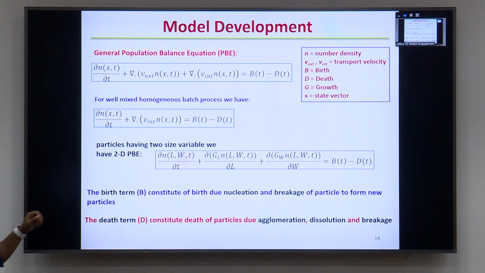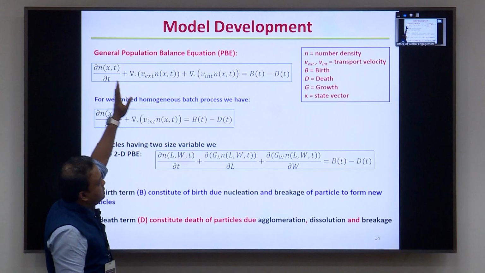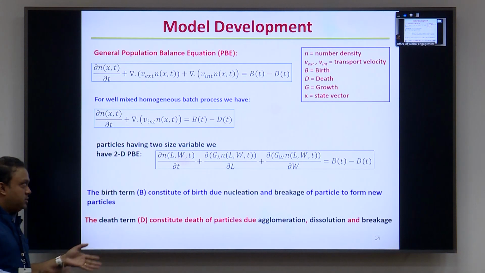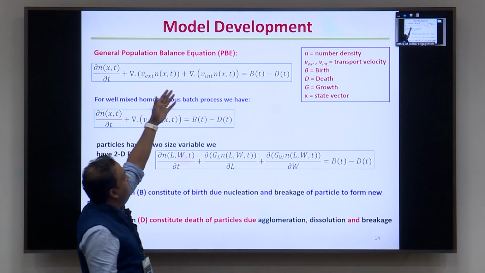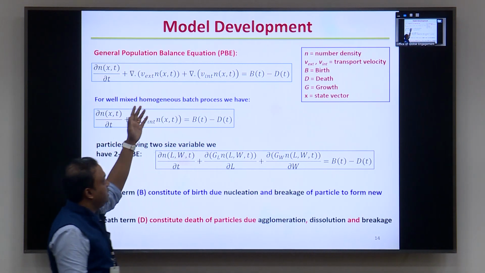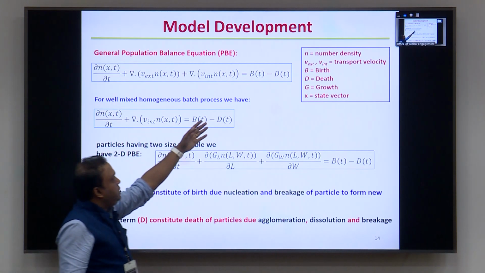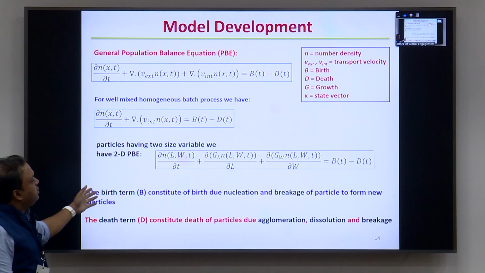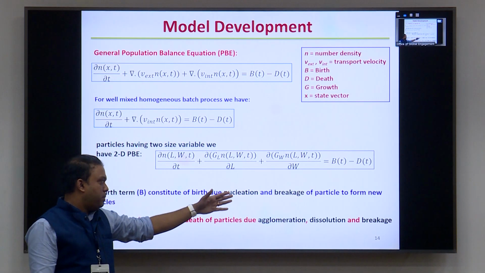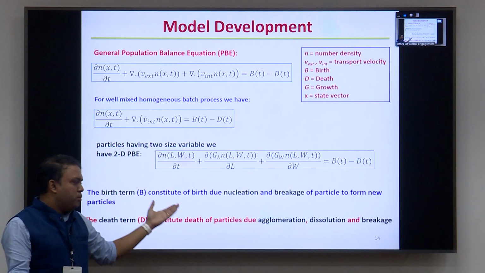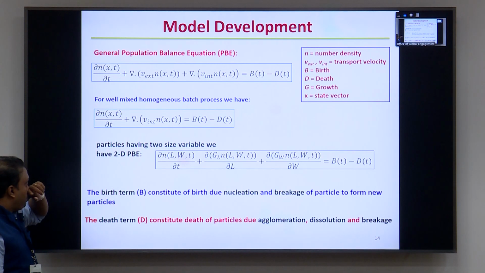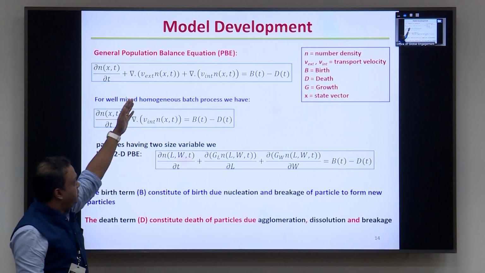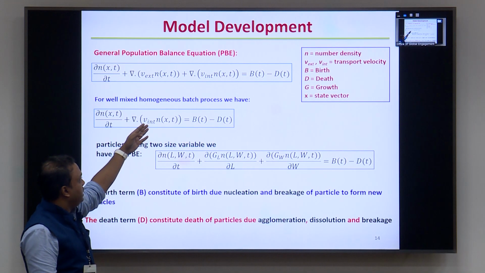Here in the population balance equation, X is a state vector which represents the internal and external coordinates of the crystals in a system, and V external and V internal are the transport velocities for internal and external coordinates. B and D are the birth and death of particles, and the birth can be due to nucleation or breakage of particles, and death can be due to agglomeration, dissolution, or breakage. Now, for a homogeneous batch process, V external can be dropped, and we have only V internal.